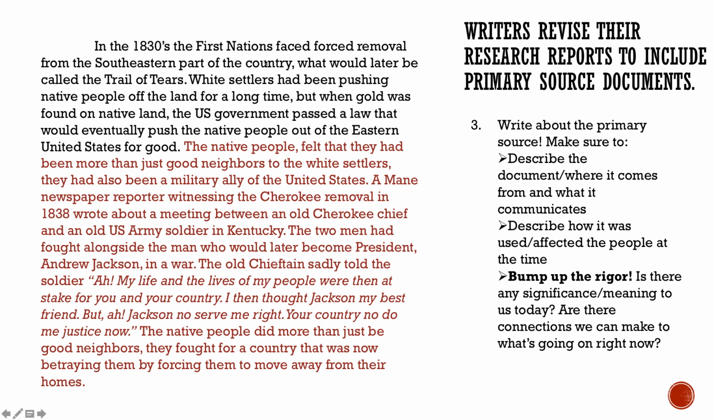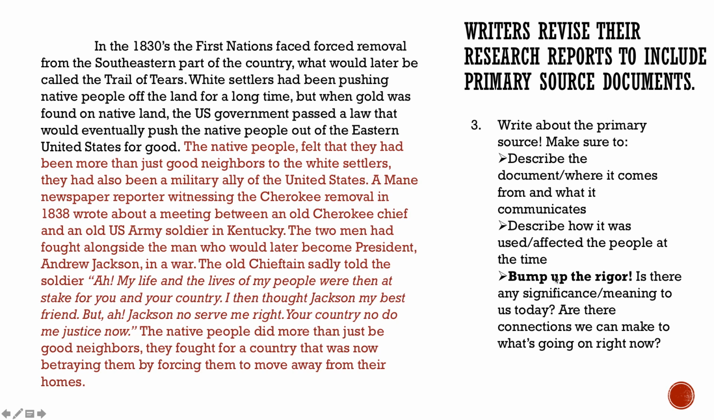So this is what I'm doing to convey why, in my introduction, this is really important to know. It was more than just cruelty. It was betrayal as well. And I think that is something that's really important for my reader to understand about this.